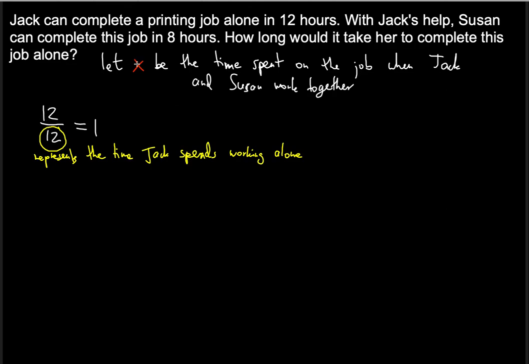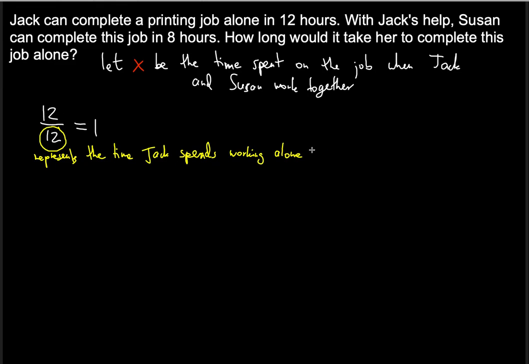So now take a look at this. We're saying that X is the time spent in this case by Jack, by each of them. They will take the same time because they will work as much as possible together until they finish the entire printing job. They will print as many pages as possible to finish together. And they will spend the same amount of time, the X, right? So this X will be instead of the 12 that you see in the numerator.